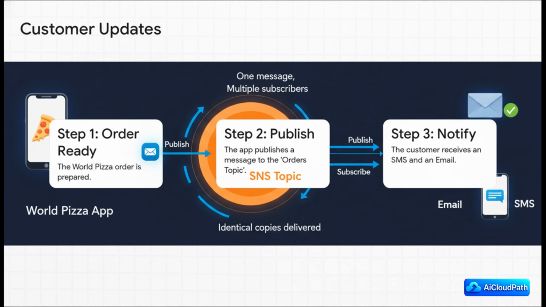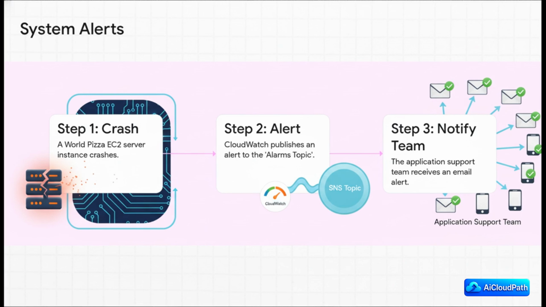Super simple, super effective. But what if something goes wrong behind the scenes? This is where SNS becomes absolutely mission critical. Imagine one of the servers for the World Pizza app crashes. Okay, another AWS service called CloudWatch, which is kind of like a digital watchdog for your system, immediately sees this. It instantly publishes an alert to a different SNS topic. Let's call this one the alarms topic. And just like that, the entire application support team gets an email, so they can jump on the problem maybe before customers even notice anything is wrong.